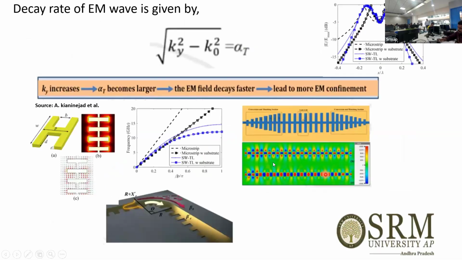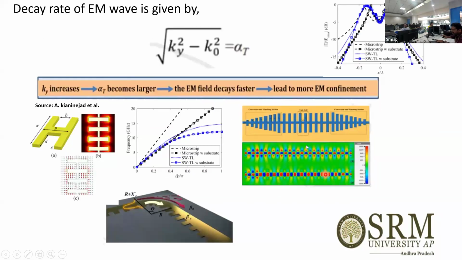Next, decay rate of electromagnetic wave. Next, these are a couple of existing spoof surface plasmon polariton structures. If you compare the microstrip transmission line with the spoof surface plasmon polariton transmission line, the difference you observe is that the confinement is much greater compared to the microstrip transmission line. This is the advancement for SSPP-based structures.